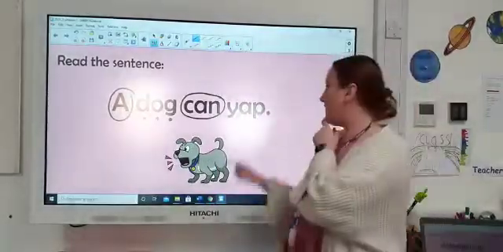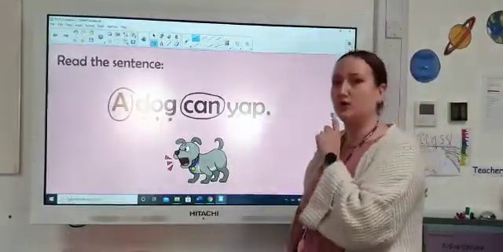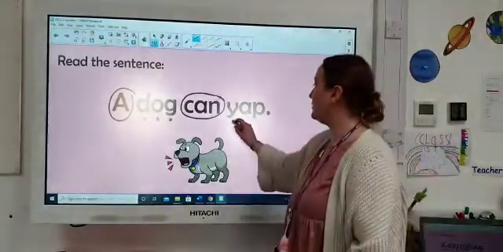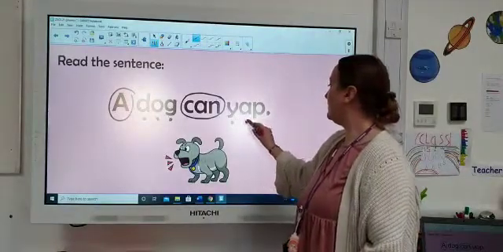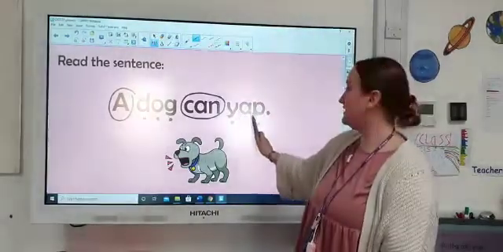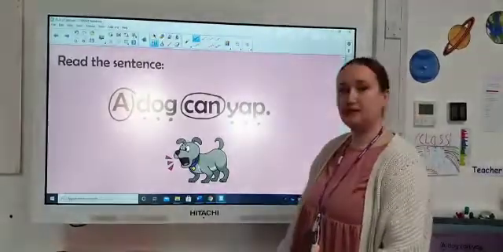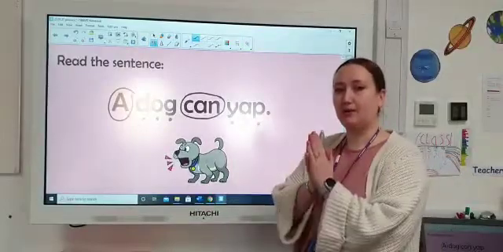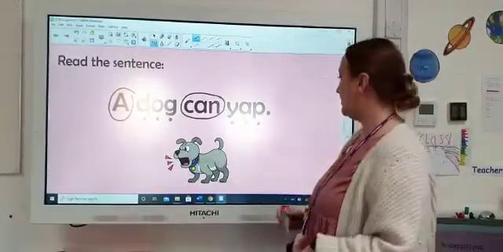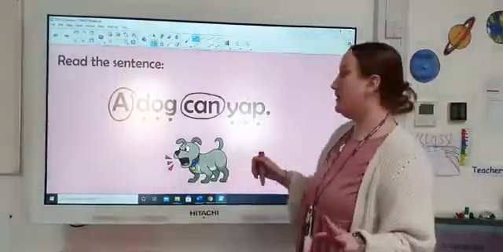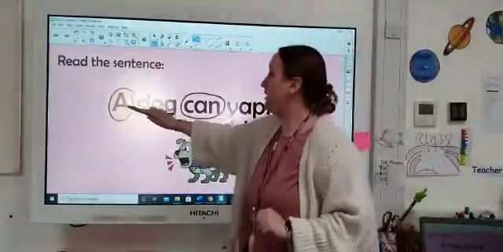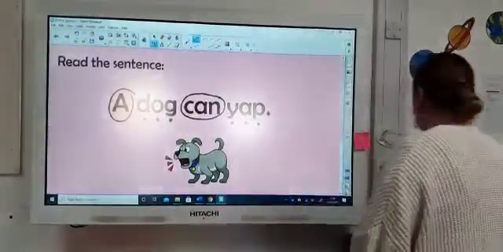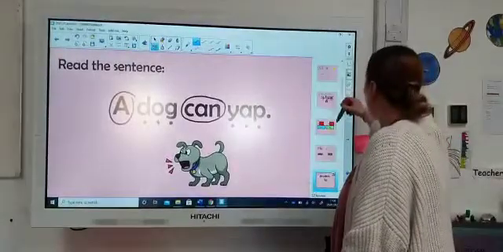What could this be? We've got that phoneme y, haven't we? So what does a dog do beginning with y? Let's blend it to see if you're right. We've got y, and this one is a, and this one is p. Okay, y, a, p, yap. What does it say? Yap. Let's read it all together then. The whole sentence, everybody together. A dog can yap.